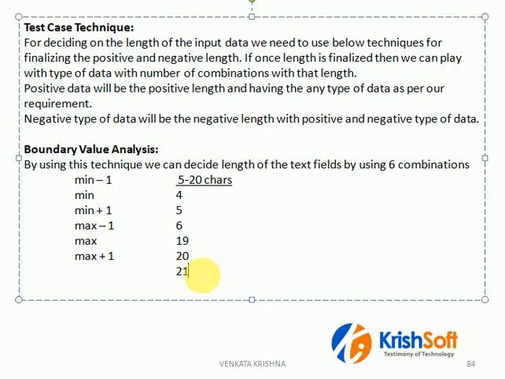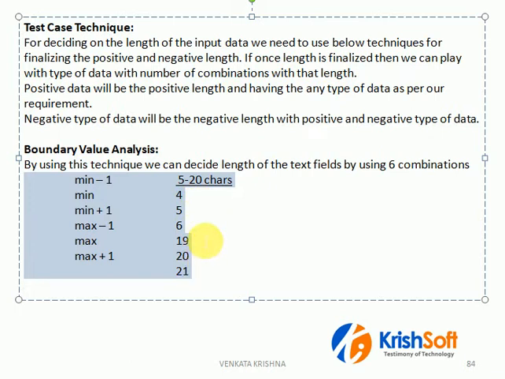Boundary value analysis tells you that if you want to verify any text field size, you need to verify only 6 values: minimum -1, minimum, minimum +1, maximum -1, maximum, maximum +1. In this case, I have taken a text field that should allow 5 to 20 characters, for example. Minimum -1 is 4, minimum is 5, minimum +1 is 6. Maximum -1 is 19, maximum is 20, maximum +1 is 21. So in this case, 4 and 21 are negative. Between these, the rest are positive.